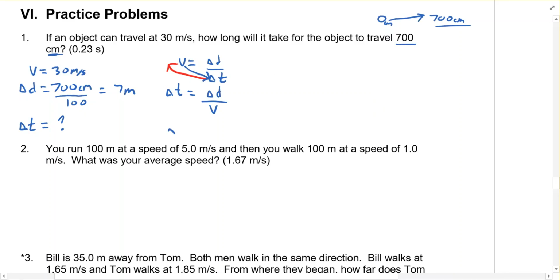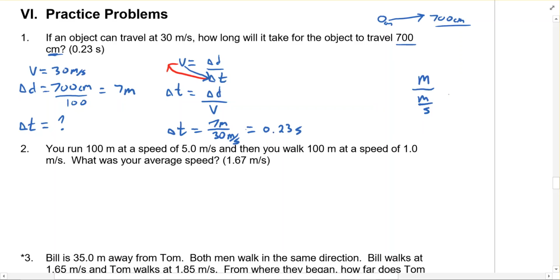I just brought V down to that side too, so we just kind of swapped them. Okay, and then change in time is going to be equal to 7 meters divided by 30 meters per second, which is going to be 0.23 seconds. So you might be asking yourself how these units end up working out to seconds. Well, I'm just going to show you so you don't think I'm just making this up. We've got meters over meters per second.